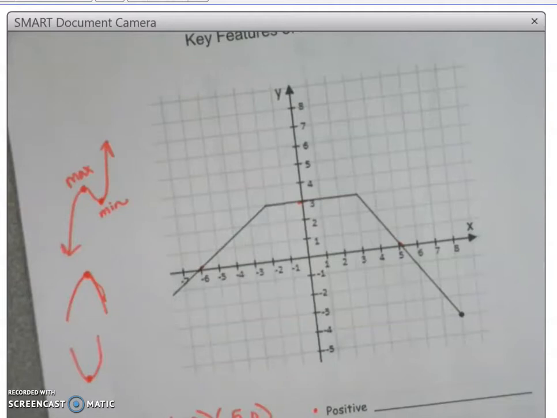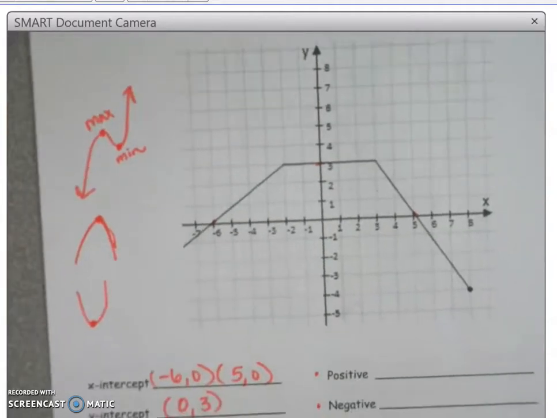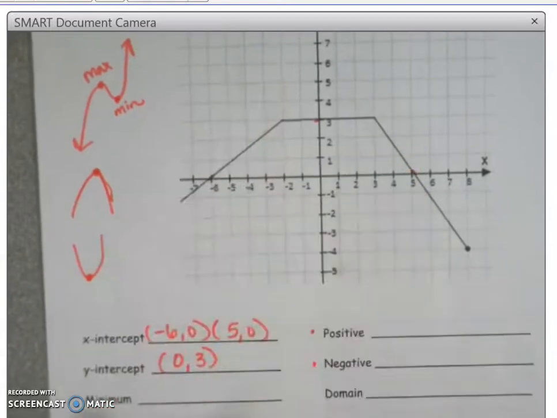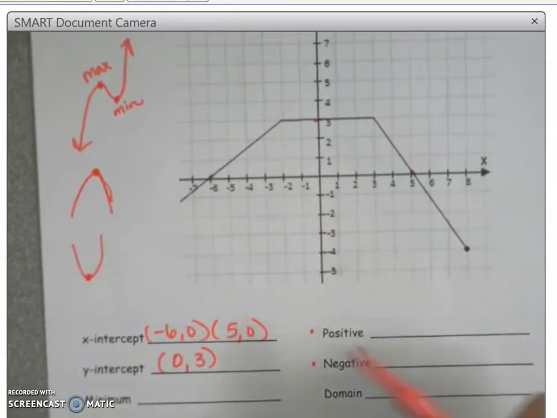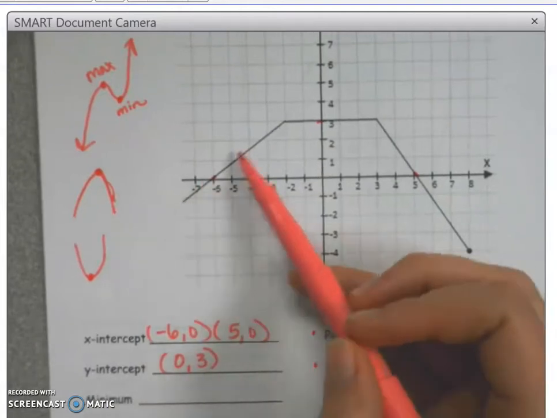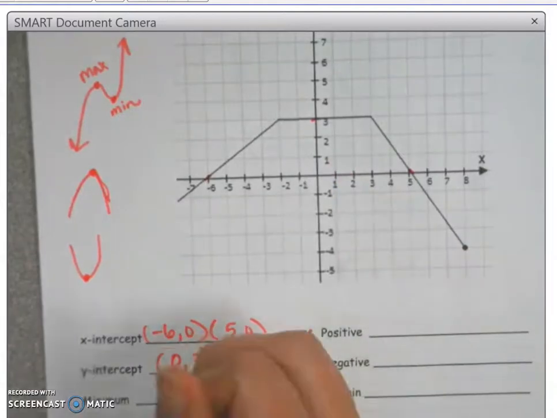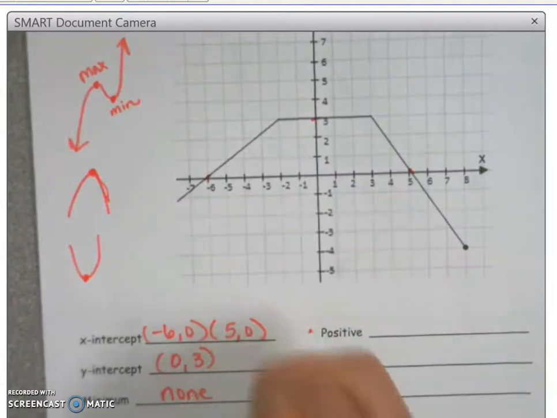Because there's no absolute max or min because they go to infinity. So in this one, the example on the paper, maximum, I need to find somewhere where it goes up and then comes back down immediately. I actually don't have one of those. I go up, I'm constant, I go down. I don't have anywhere where I go up and come back down. So there is none here.